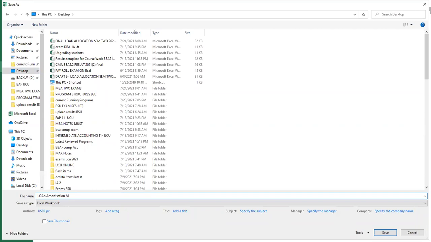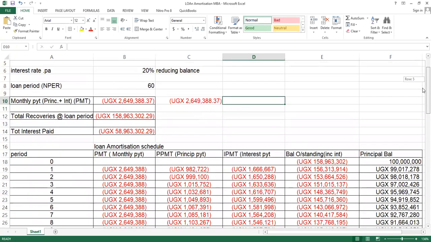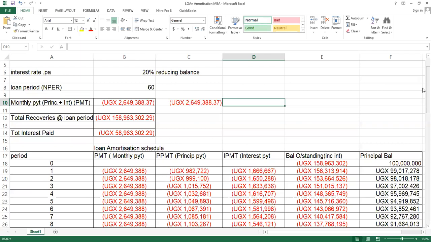Hello? Yes, please. Maybe on the amortization, if you are dealing with salary loans and they are tiered on what one earns, and as per the Bank of Uganda regulation, you are not supposed to take more than 50% of a customer's salary, how can you embed that in the formula?